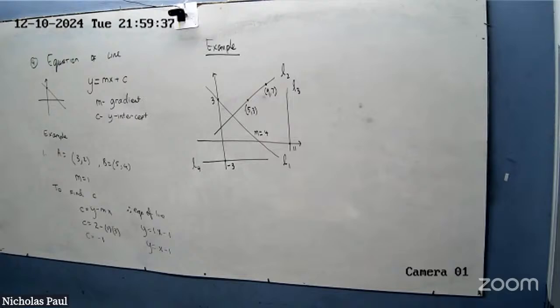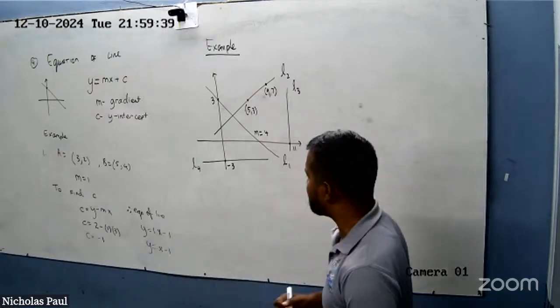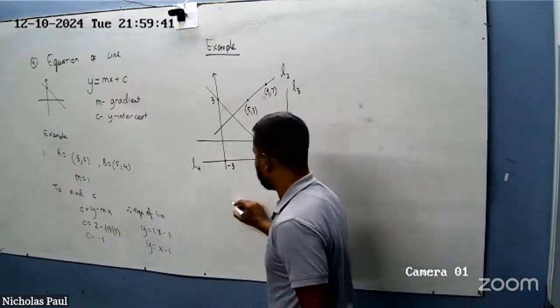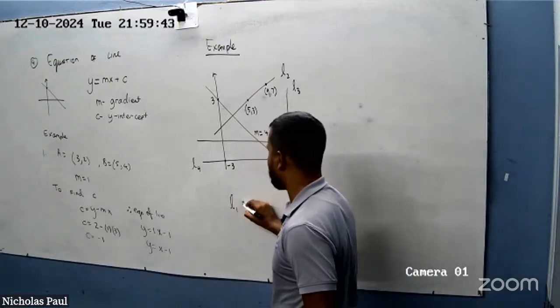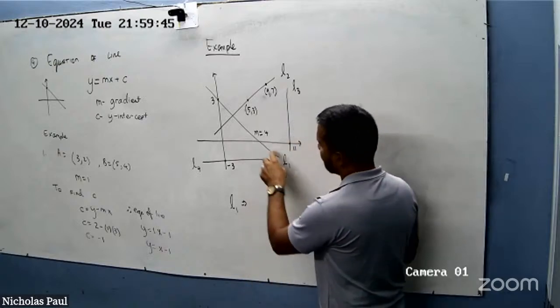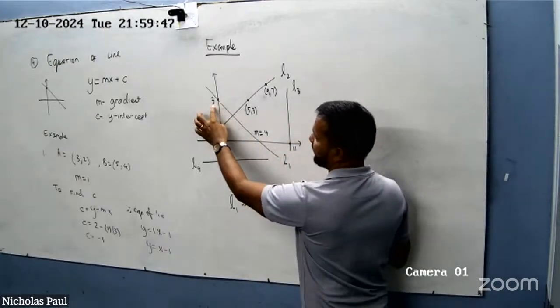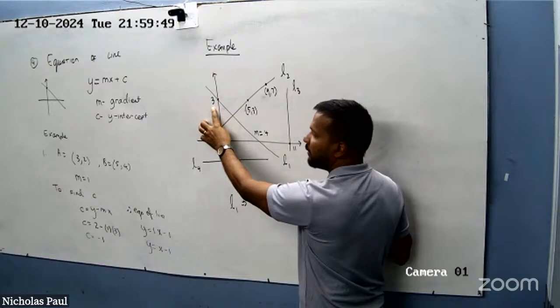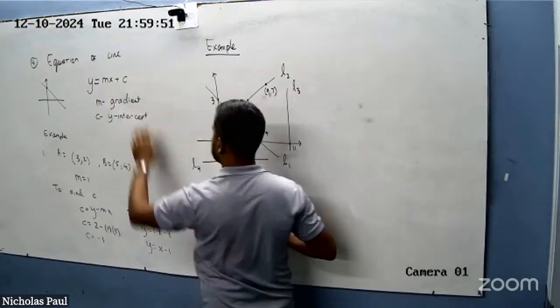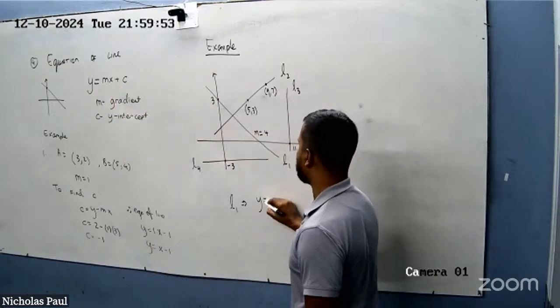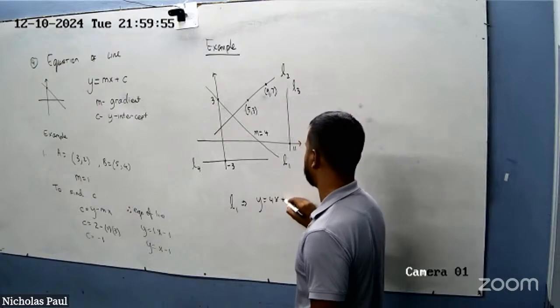All right, let's do it again. So let's start with line 1. If we start with line 1, you'll recognize that for line 1, I gave you the gradient and I gave you the y-intercept. Okay, so all we have to do is plug it in. So you'll get y is equal to 4x plus 3.